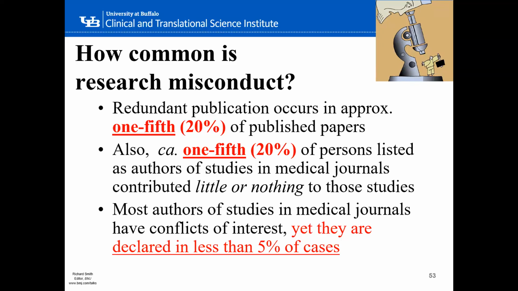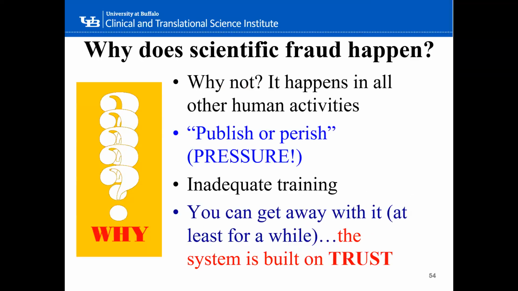These numbers have been drastically reduced in the past decade or more, thankfully. So why does scientific fraud happen? Well, why wouldn't it? It happens in all other activities. There's also this thing called publish or perish. There's a tremendous pressure to publish your research. This is your credentials, basically, for obtaining grant funding for engaging in research.